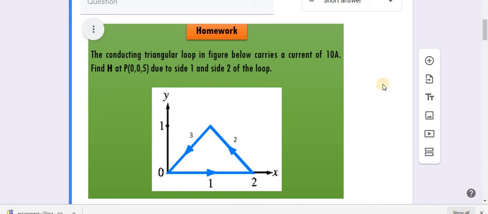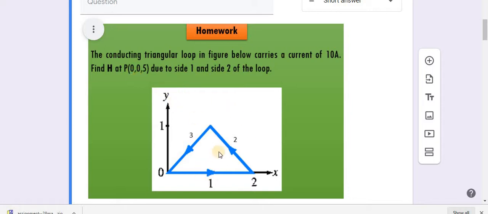Okay, so this is the homework for the finite line, Biot-Savart finite line. You have a conducting triangular loop, as shown in the figure, and it carries a current of 10 ampere. Find the H at this point, P(0, 0, 5).